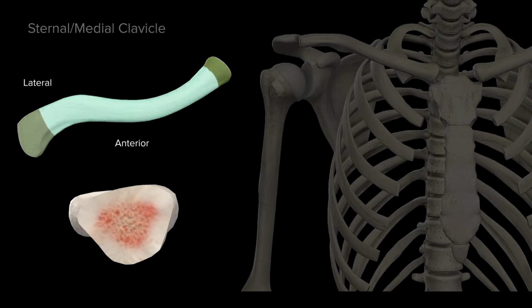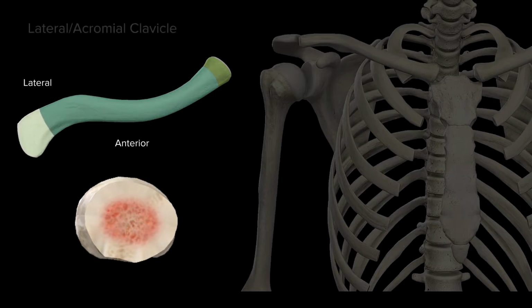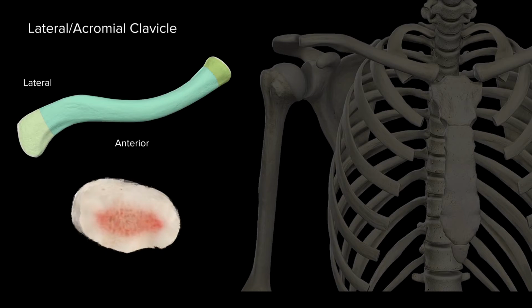The middle two-thirds of the clavicle is called the body of the clavicle. It is slightly thinner or narrower than the sternal portion and is convex anteriorly. It transitions from a triangular form to a more round bone at the middle third. As the clavicle runs laterally, it becomes flattened or more broad. This area is known as the lateral clavicle or acromioclavicle.